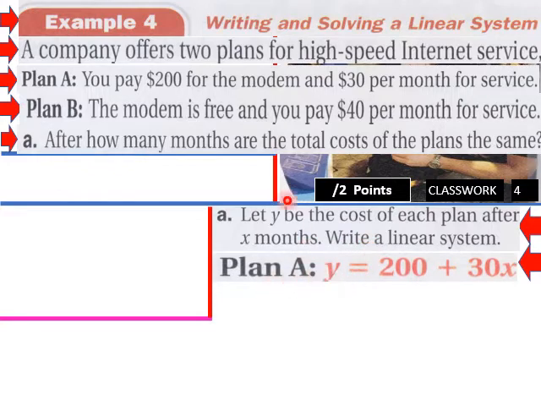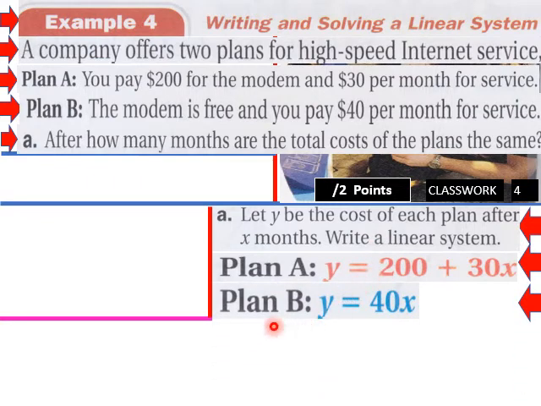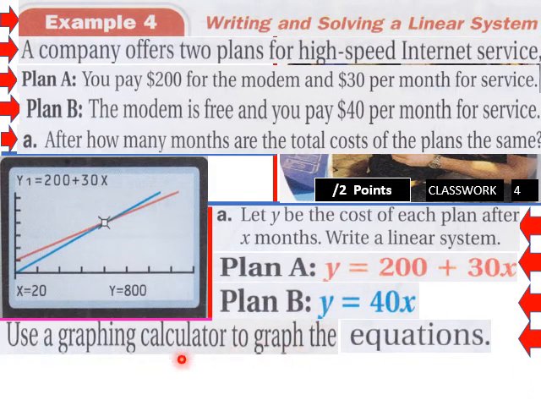So plan A up here, plan A is y equals 200 plus 30x. That is your cost function there for plan A. And then plan B is y equals 40x. So here we have our two equations here, A and B. Here is plan A. Here's the line for plan A. And then here's the line here for plan B. And they intersect. Use a graphing calculator to graph the equations. Here's a screenshot. They intersect here when x equals 20, y equals 800.